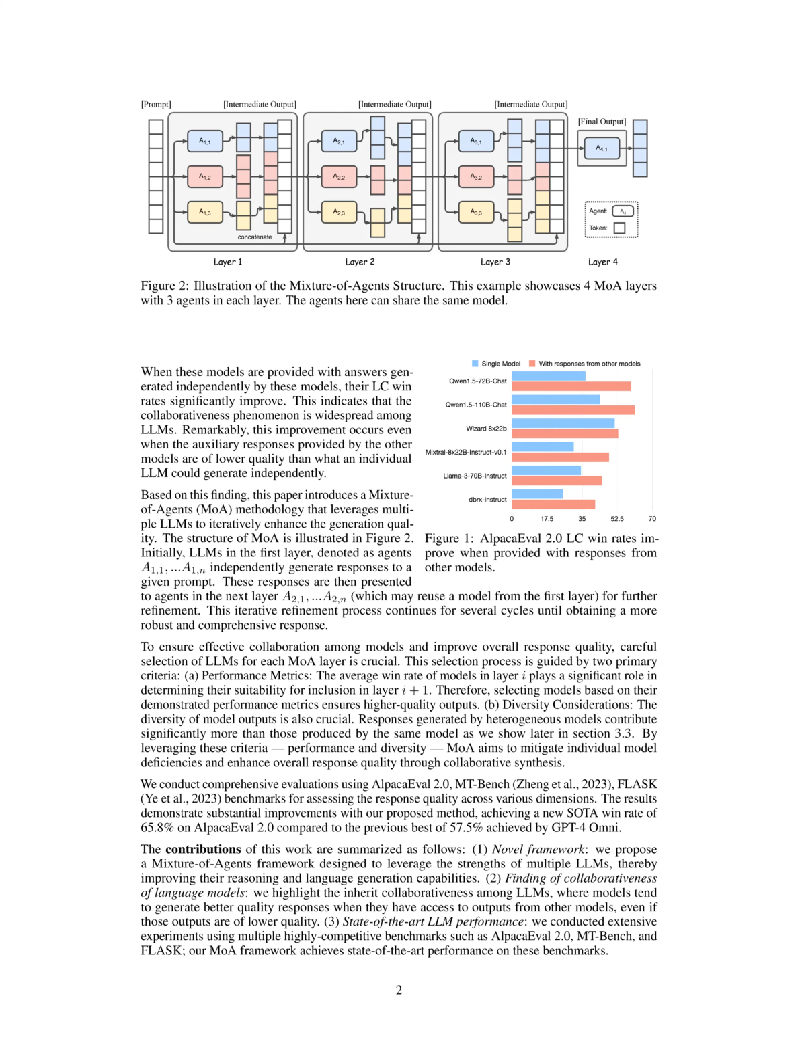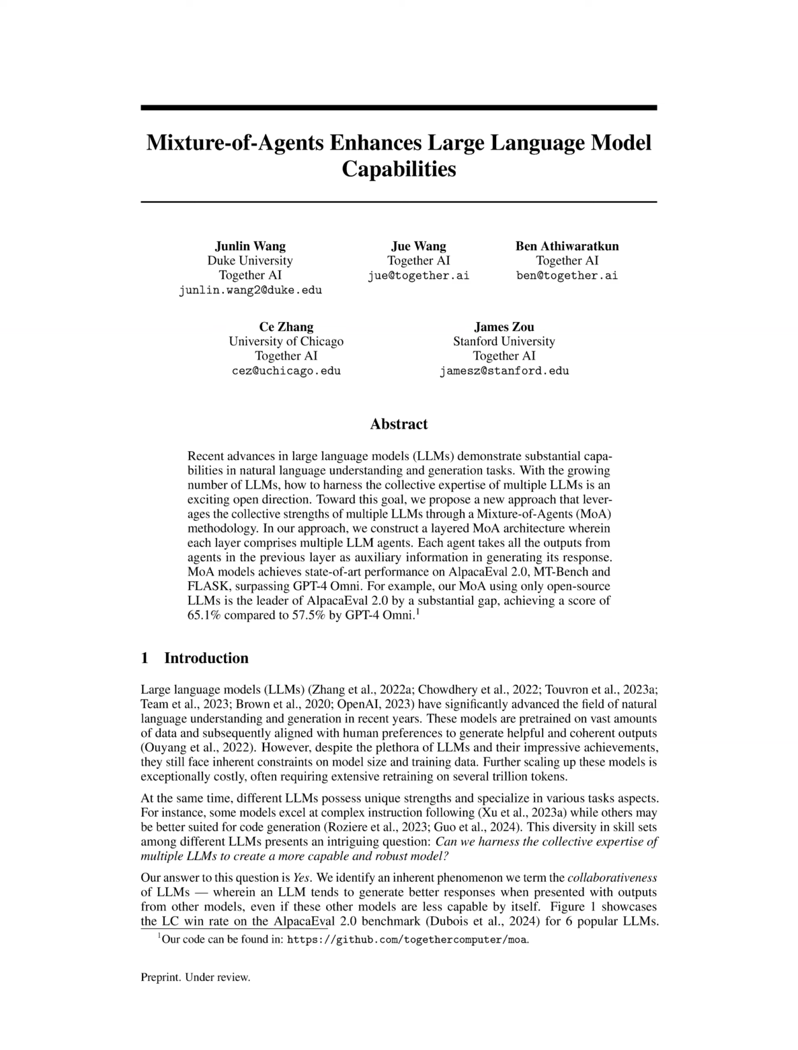The new method, Mixture of Agents (MOA), aims to solve the problem of enhancing the generation quality of large language models (LLMs) by leveraging the collective expertise of multiple LLMs. The method addresses the inherent constraints on model size and training data faced by individual LLMs by introducing a collaborative framework where LLMs work together iteratively to refine and synthesize responses.